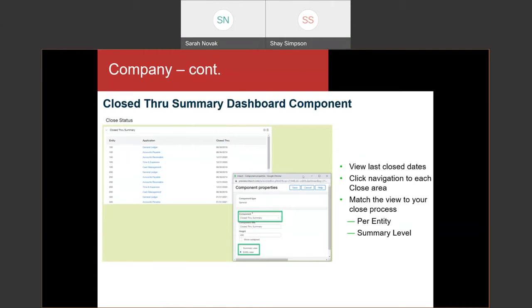Now, if you have drill down capabilities and you do have access to these various applications, you can actually go in. These are all going to be hyperlinks. You can actually open and close those periods at that time. So based on your permissions, you can go in and open and close those applications within this screen right here.